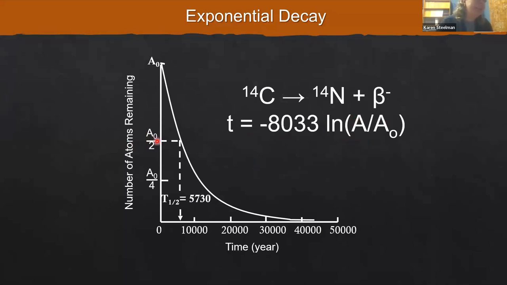So I could come here and say, okay, I only have half of the amount of carbon 14 than when an organism was living. And so I come across here, and that is what we call the half-life, the time it takes for half of a material to decay. And for carbon 14, that's 5,730 years.